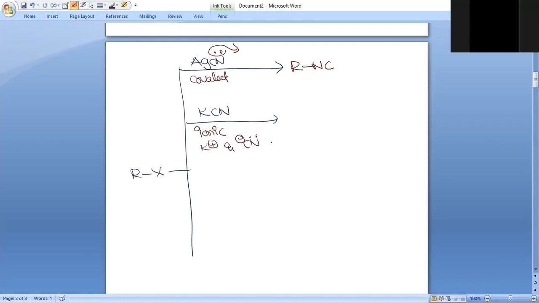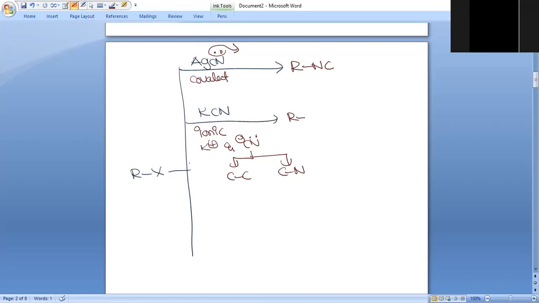Here there may be a chance to form a CC bond or a CN bond. Maybe nitrogen may be the donor because of its lone pair of electrons, or carbon may be the donor because of its negative charge. Yes or no? Yes, sir. So the carbon negative charge may act as a nucleophile.